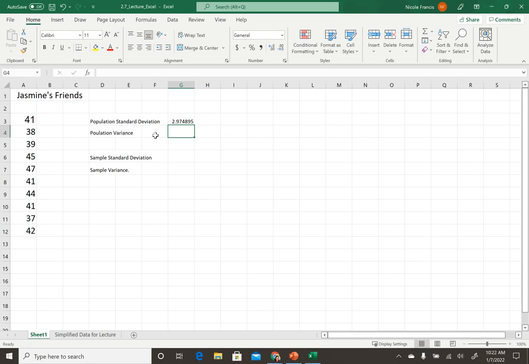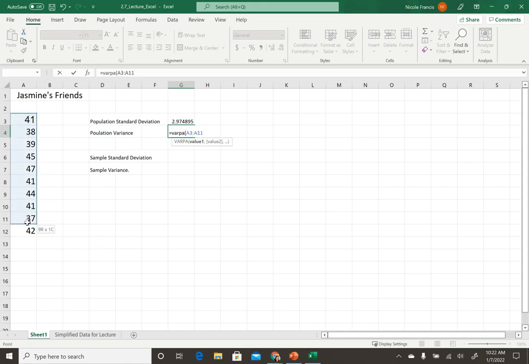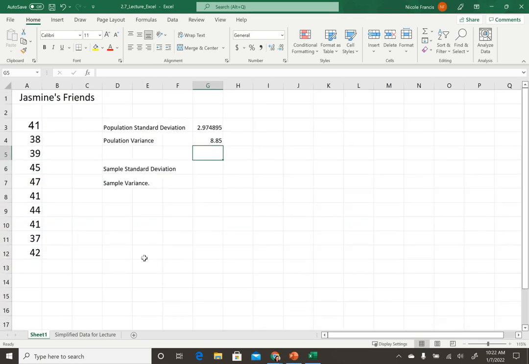To find the population variance, you type equals VAR.P, and again, select all your data in your parentheses, and there is our population variance. Maybe I can make this a little bit bigger.